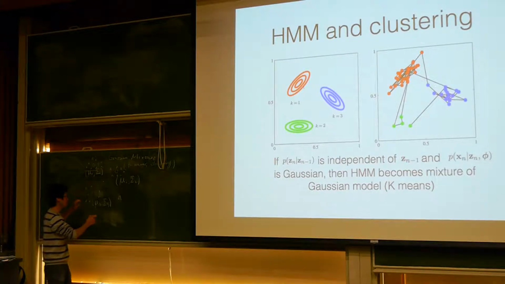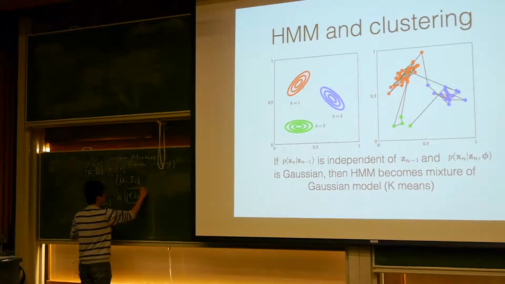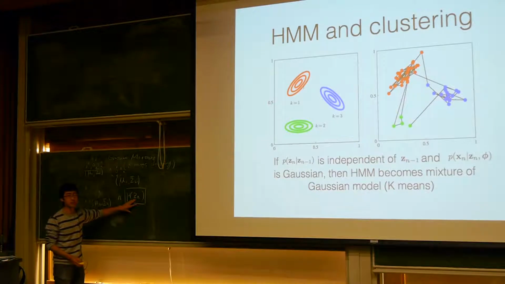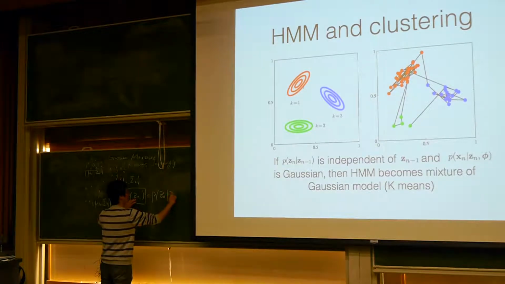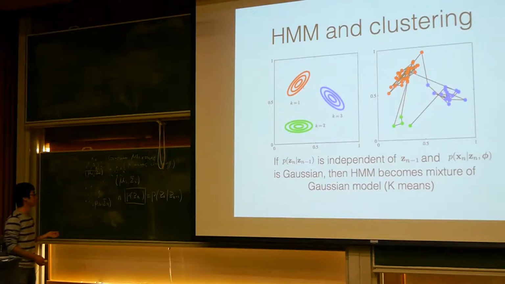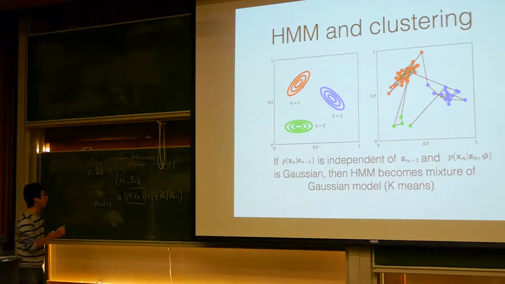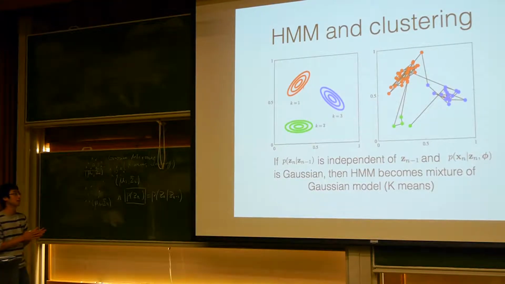So the probability that we pick any cluster is independent of the previous cluster that we are actually in. So this is the Gaussian mixture model. But the hidden Markov model is more general. It can characterize the case when the next cluster we pick depends on the previous cluster that we are in. So this is the difference between the Gaussian mixture and the hidden Markov model.